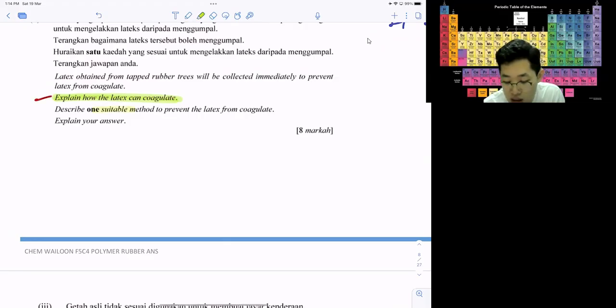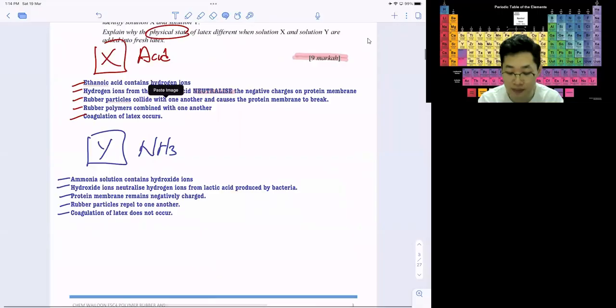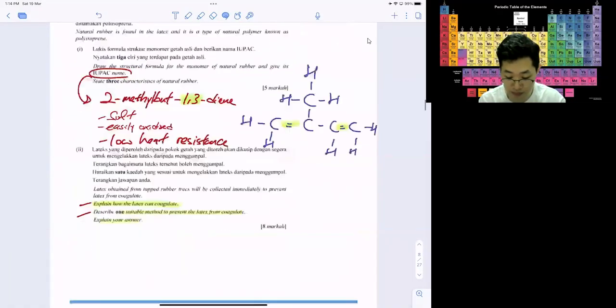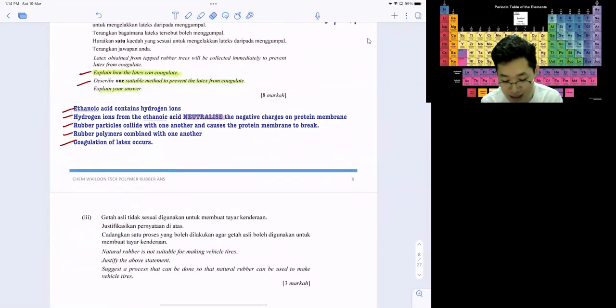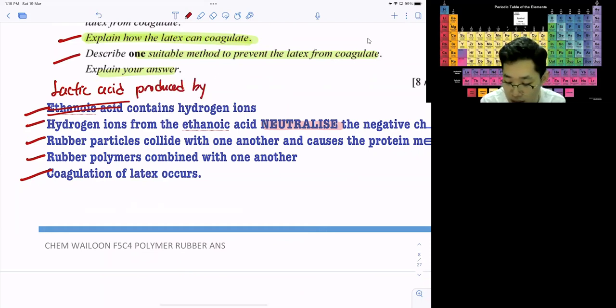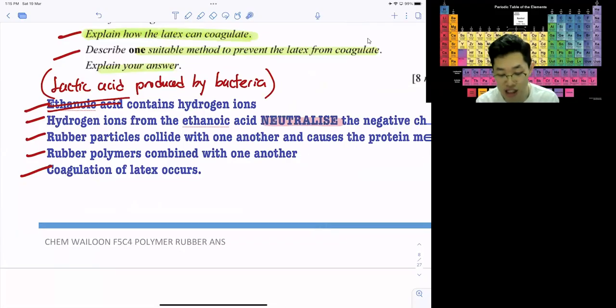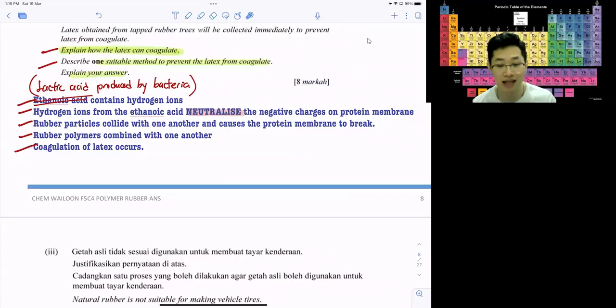Okay, two different questions. So for this one, you see how I do it. If latex coagulates naturally, you also copy the 5 points. But we change the words ethanoic acid into lactic acid produced by bacteria. That's all, or lactic acid from bacteria. You just change ethanoic acid into these words, then everything else you just copy the same. This is how latex coagulates naturally.